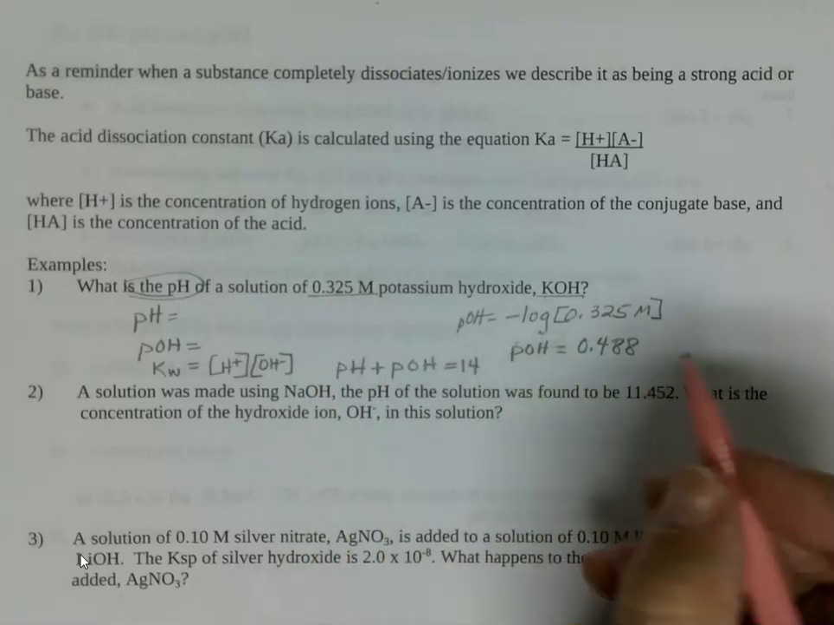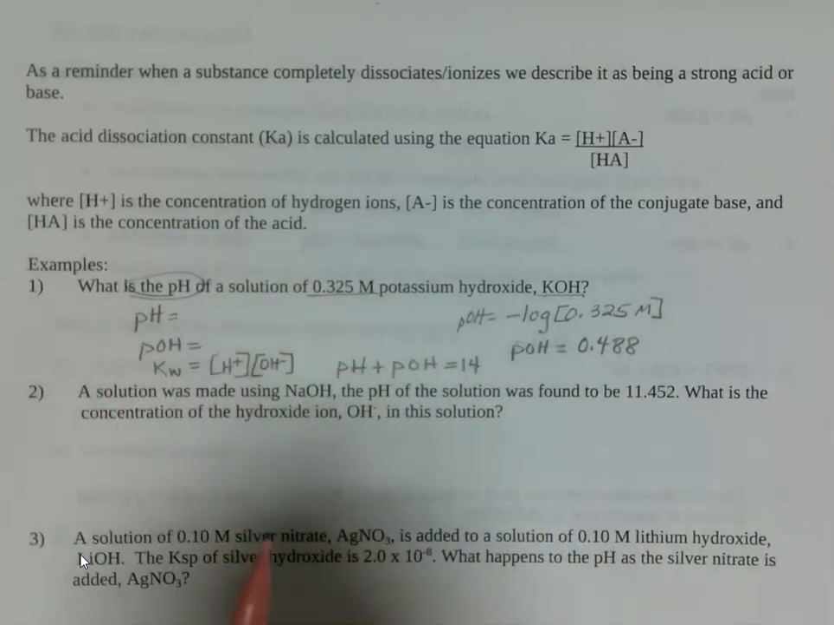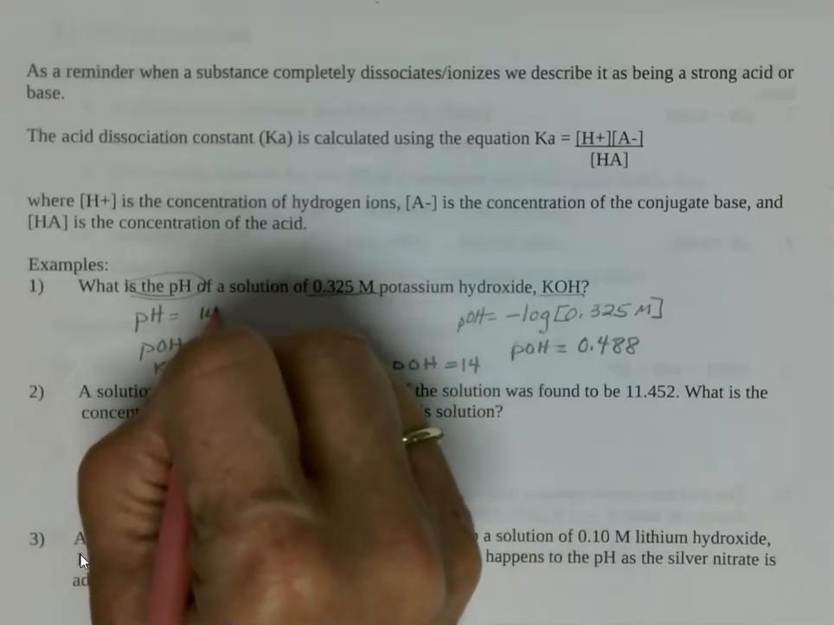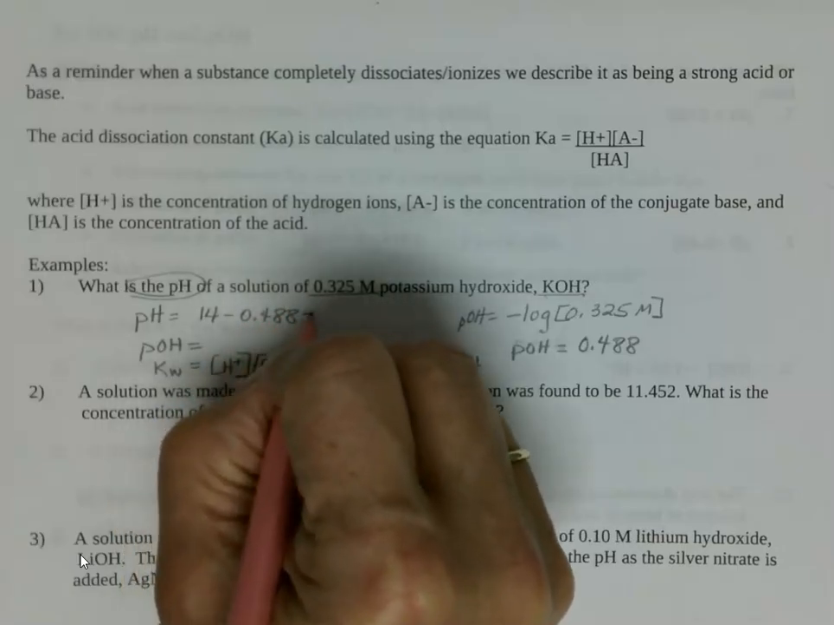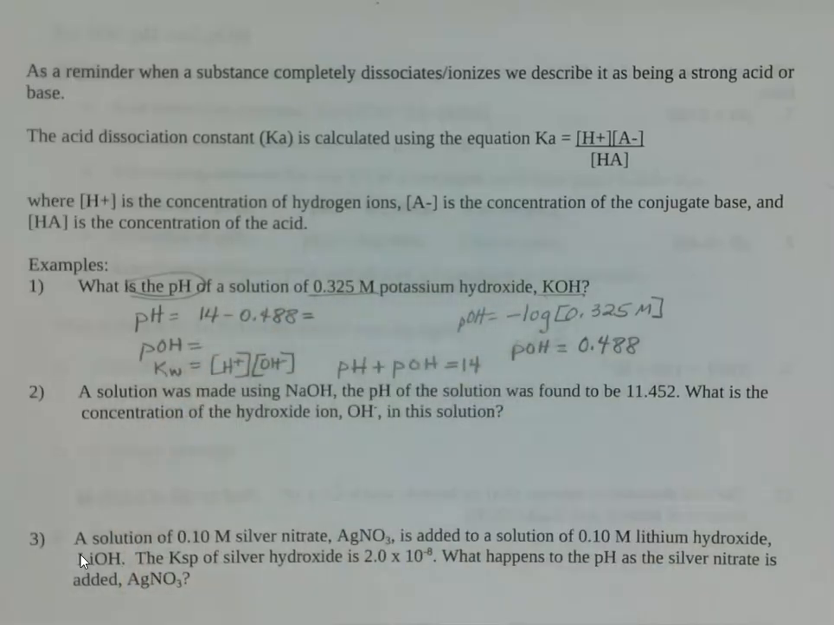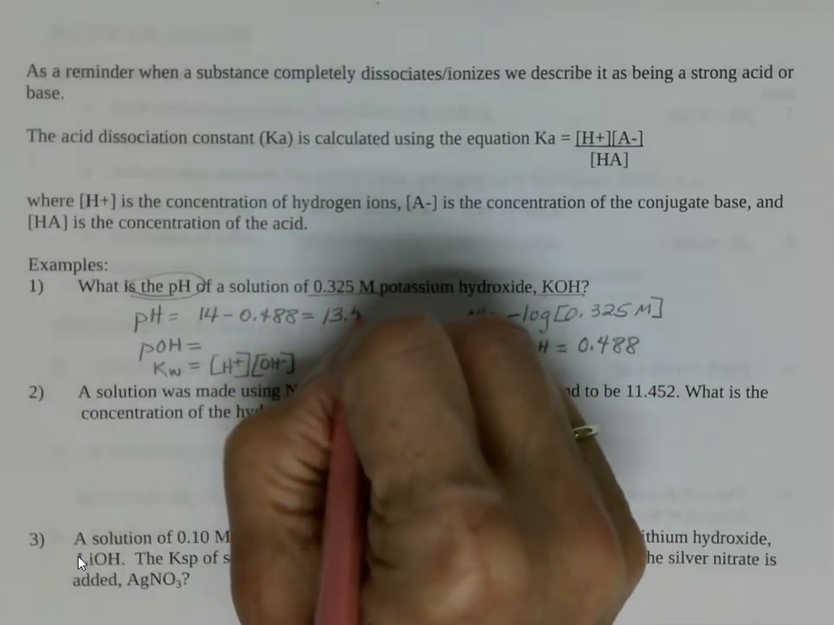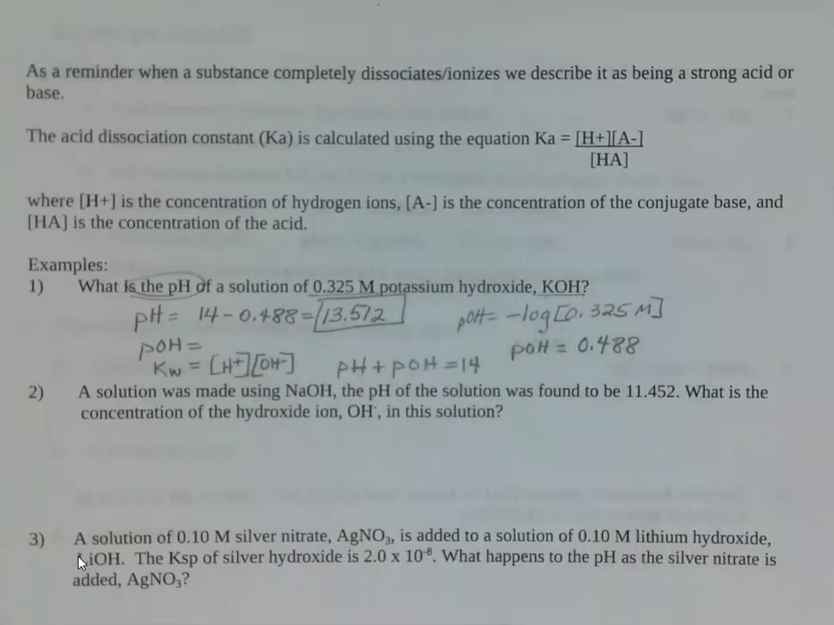And then I actually want the pH, so I am going to have that my pH plus my pOH is 14. Therefore, 14 minus my pOH will give me, so I get 13.512 as my final answer.